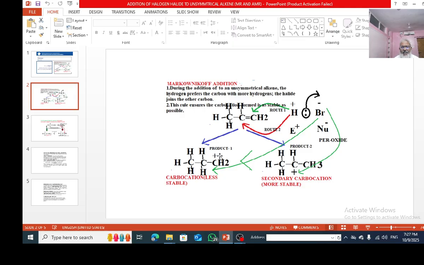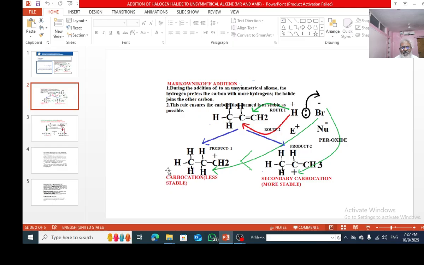Then there is a possibility of formation of two types of product, product 1 and product 2. As you are seeing in product 1, if hydrogen attaches to this carbon, then this will acquire positive charge and become a carbocation, which is a primary carbocation. This is less stable as compared to the secondary carbocation, which is less stable than the tertiary carbocation. Tertiary is the most stable, followed by the secondary, and primary is the least stable.